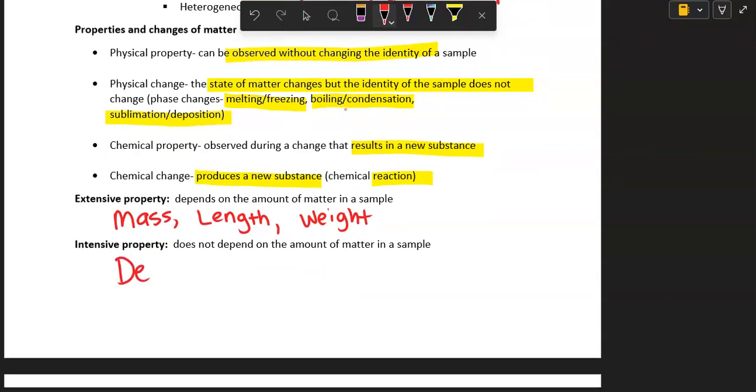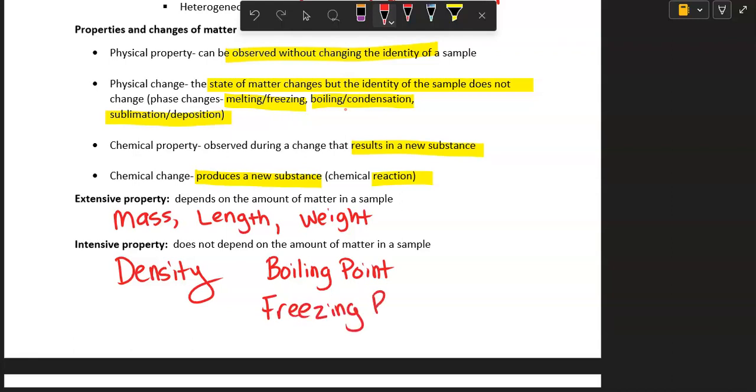So density, the density of a substance, doesn't matter if you have a tiny amount or a large amount, it's the same density. Boiling point, water boils at 100 degrees Celsius, regardless if you have 10 milliliters or 1,000 milliliters. Freezing point, water freezes at 0 degrees Celsius. Same thing, doesn't matter how much there is. So an extensive property depends on the amount of substance that is present. Intensive does not.